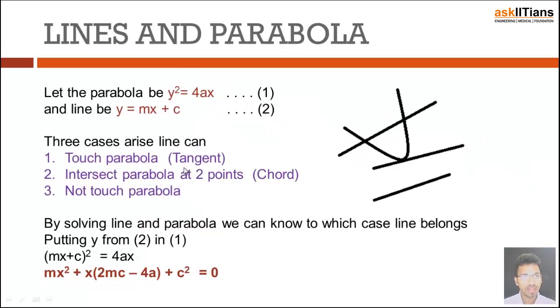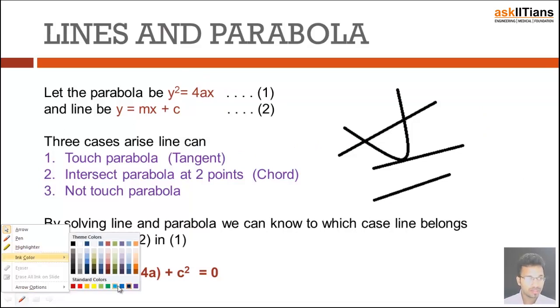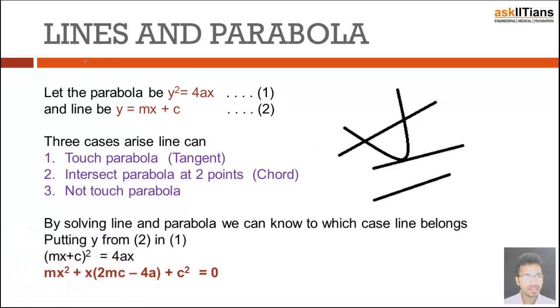So moving on to lines and parabola. Now we have done a point and a parabola. Now let us see what happens when we take a line and a parabola. In this figure, this is a parabola, you can clearly see, and I have drawn three lines with respect to it. One is intersecting at 2 points, this one is touching it at 1 point, and this one is not touching the parabola at all. So three cases are there.